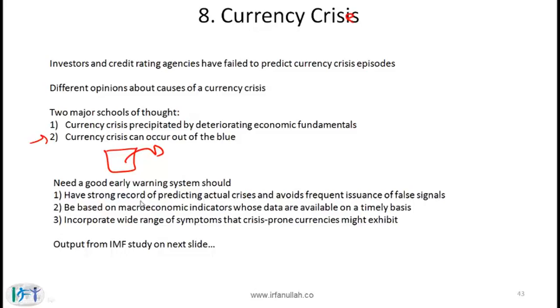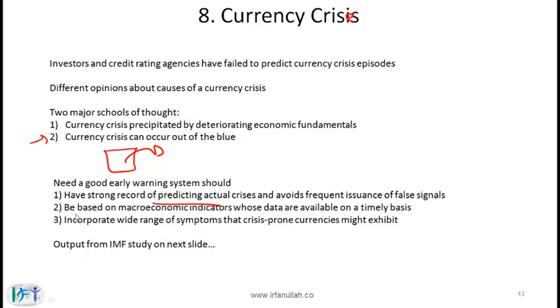First, it should have a strong record of predicting actual crises, and the system should also avoid frequent issuance of false signals. So if you have a system that does a good job of predicting a crisis, but at the same time it keeps raising false alarms, then that's not very good. So ideally we want a system that does a good job of predicting and also doesn't raise false alarms.